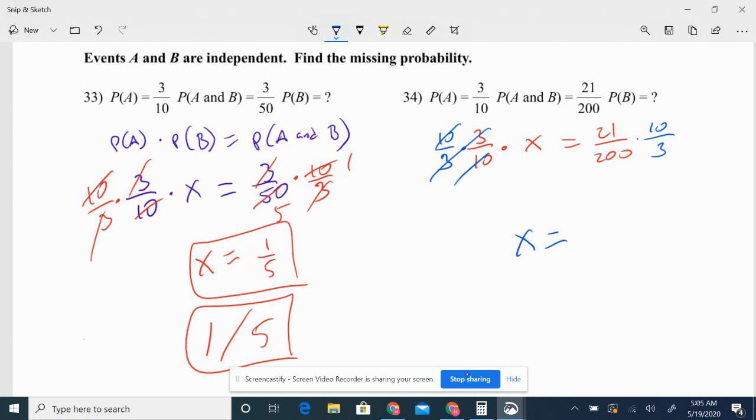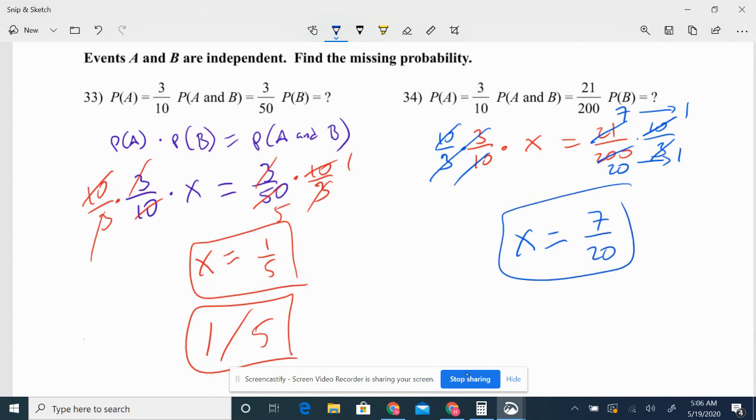Now here, the 3 with the 21, they become 1 and 7. I divided each by 3. The 10 and the 200, they become 1 and 20. I divided each by 10. So when I multiplied straight, I have 7 over 20. So my probability of B is 7 over 20. Just type this as 7 over 20.